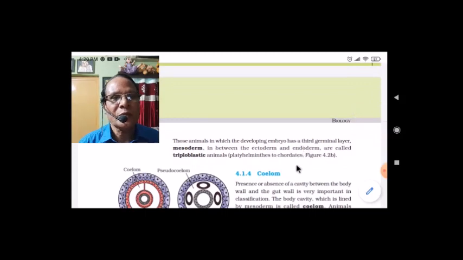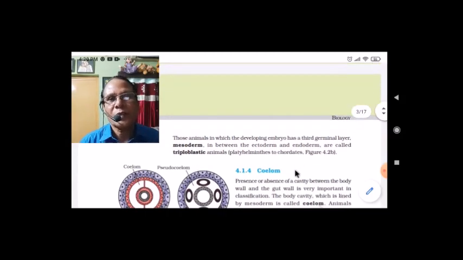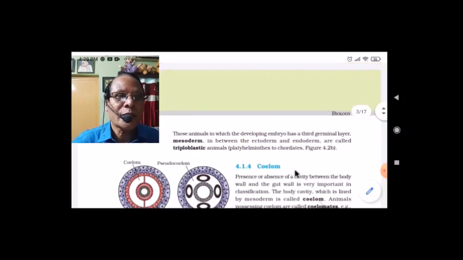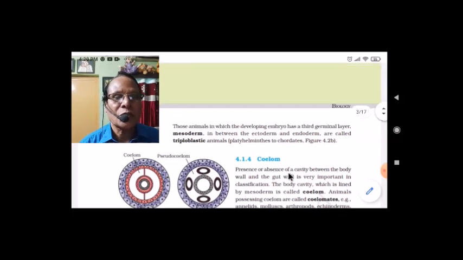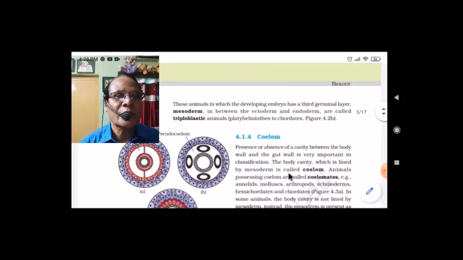Coelom is another basis for classification. Between the lining of the body wall and the lining of the gut wall, there is a space. That space is called a coelom. If that space or body cavity is lined with coelomic epithelium derived from mesoderm, that is called a true coelom, and the animals are called coelomates.